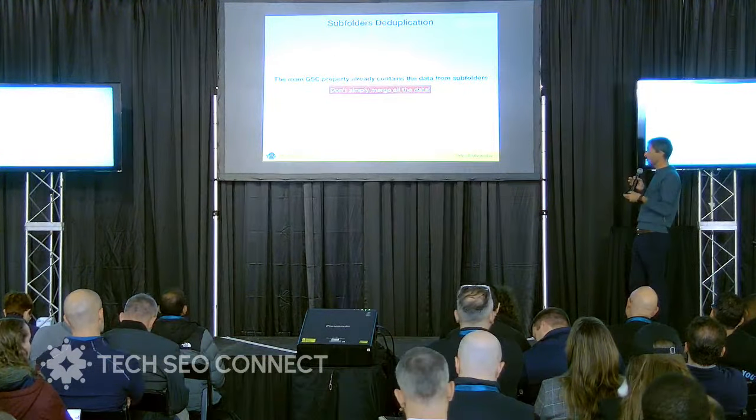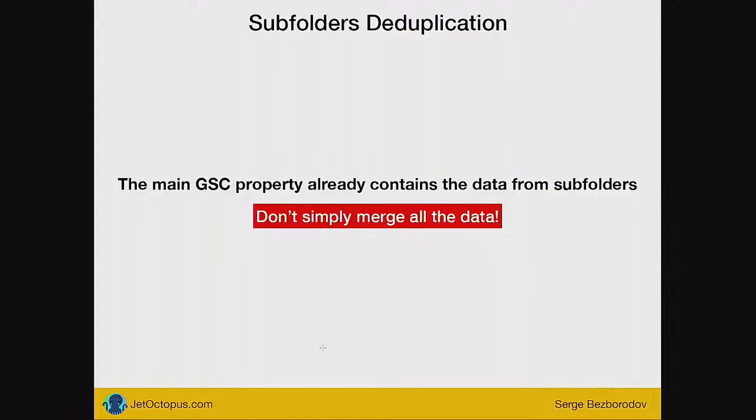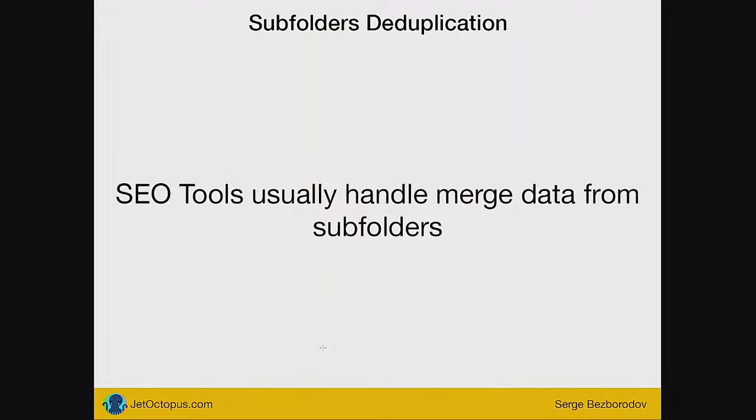So it's not simply merging all the data that you have. The proper solution is to remove the subfolder data from the main property, or simply work within your subfolder. It will be easy to start. If you have some SEO tool, usually they do the merging of the subfolder data. If you want to merge it by yourself, please don't do it with AI. Please don't, because again, my hair is changing color because of subfolder merging as well.